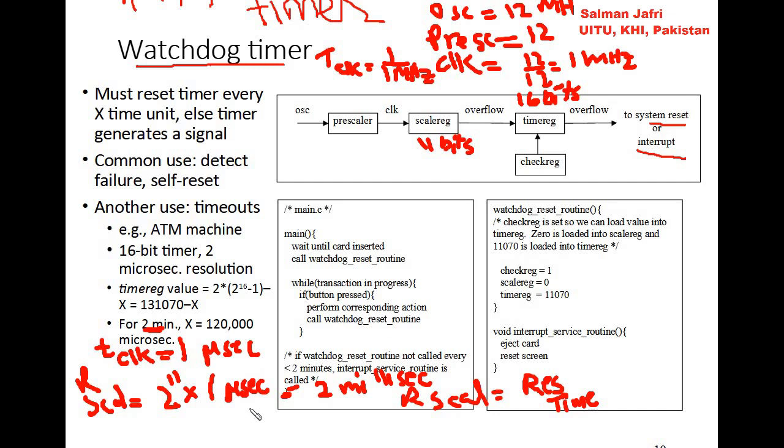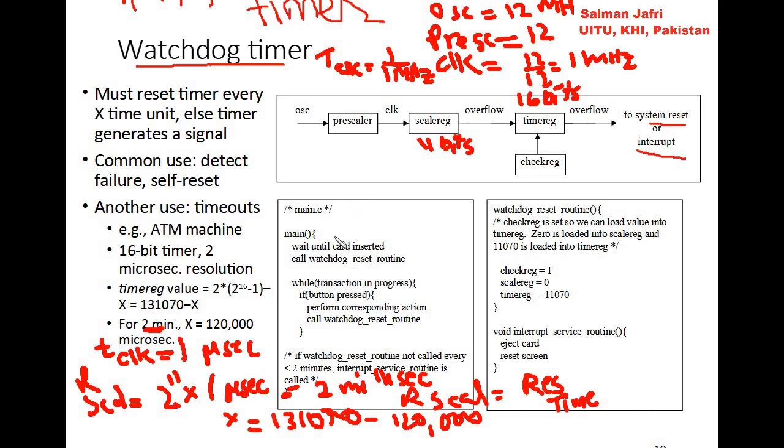So the value of x to be loaded would be x equals 131070 minus 120,000. So this is basically your answer for this particular application, right?